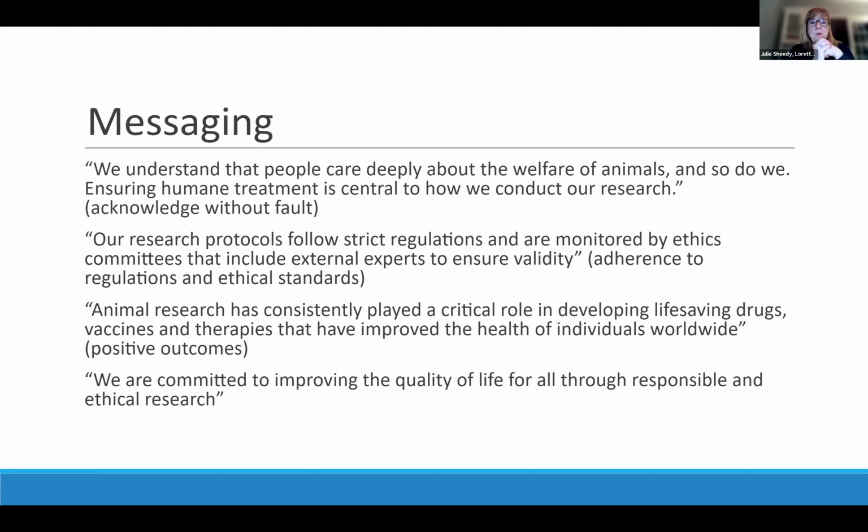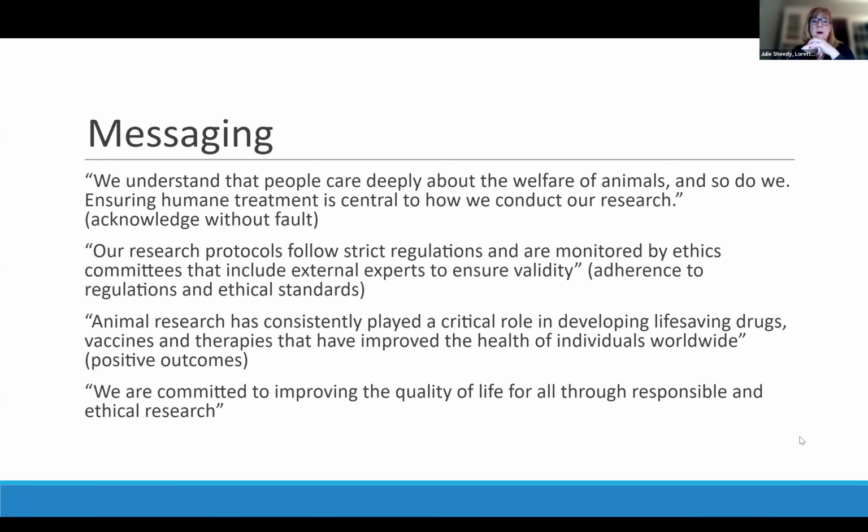The third is animal research has consistently played a critical role in developing life-saving drugs, vaccines, and therapies that have improved the health of individuals worldwide. So speaking to the broader positive outcome. And then just a commitment statement. We're committed to improving the quality of life for all through responsible and ethical research. Next.